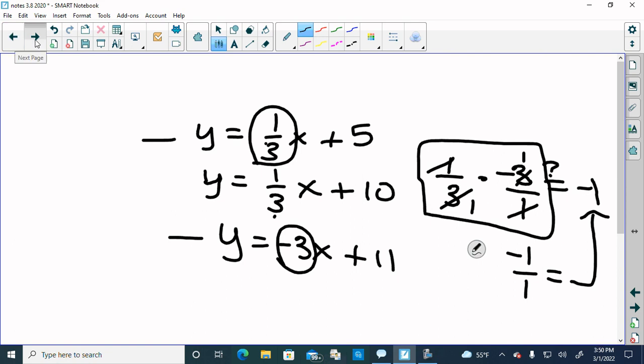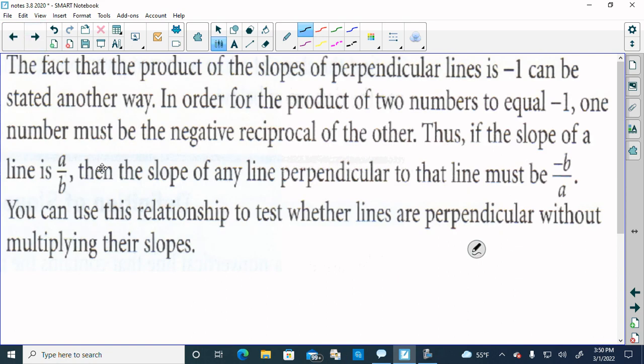So one has to be a positive, the other one has to be a negative. Another way that you will see it, and this is pretty much the same example, is they're saying that it needs to multiply to give you a -1, and they're reciprocals of each other. So whatever equation you have, you're going to flip it. If it was a fraction, you'd flip it and make it a whole number. If it's a whole number, you'd flip it and make it a fraction. And then one of them is positive, one of them is negative.